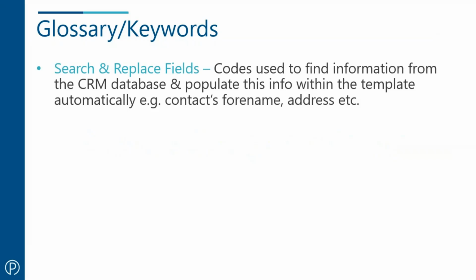These are essentially codes used to find information from the CRM database in order to put this information onto one of your document templates by automatically populating it. So for example, at the top of your document template for a letter, you might have a search and replace field for the contact's name, their address. Those things are pulled through automatically for you from the CRM system by just putting that search and replace field into the document template.